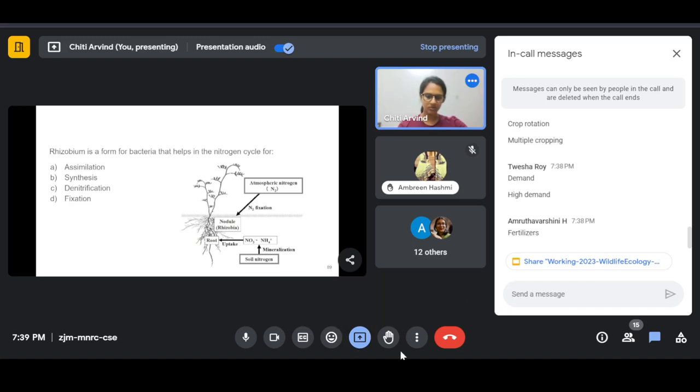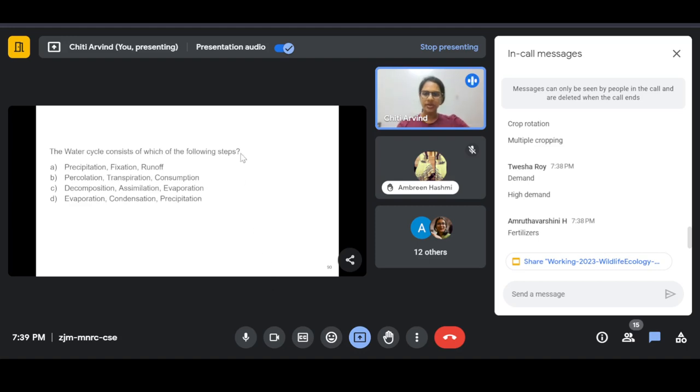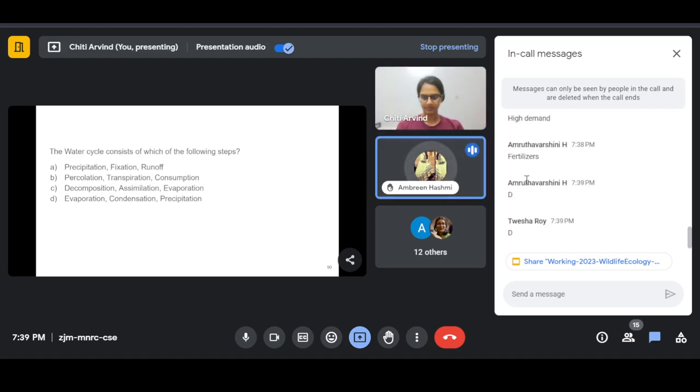So let's go to the next question. Okay, so the water cycle consists of which of the following steps? It consists of precipitation, fixation, runoff. Does it consist of percolation, transpiration, consumption, decomposition, assimilation, evaporation, or evaporation, condensation, precipitation?